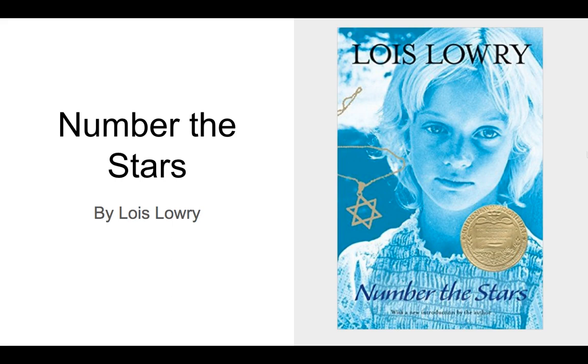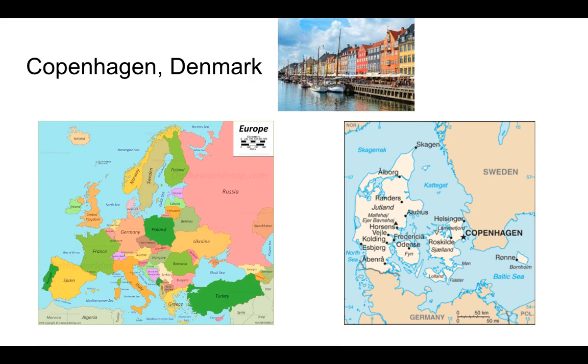Hi, readers. Today we're going to begin reading Number the Stars by Lois Lowry. Number the Stars is a historical fiction story that takes place during 1943 in Copenhagen, Denmark. Take a moment to locate Denmark on this map of Europe.